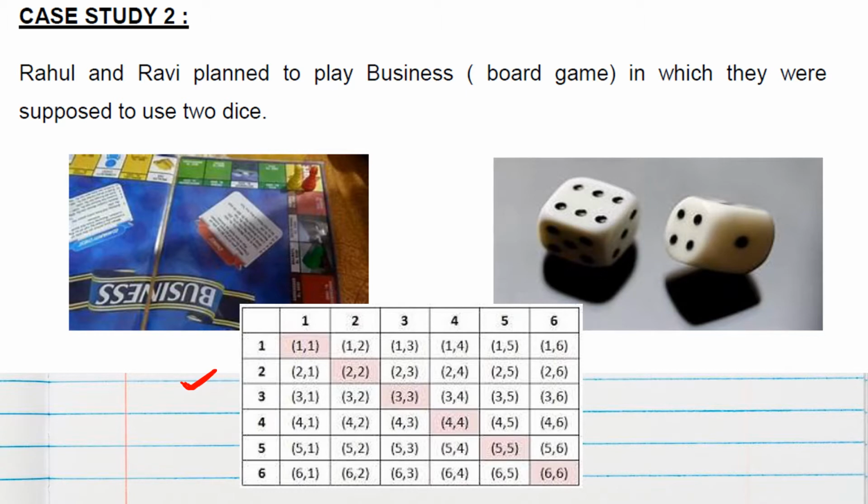Because the possible outcomes for one die will be 1 to 6. So if you throw two dice, it will be like 1,1; 1,2; 1,3; 1,4; 1,5; 1,6. Total 36 outcomes will be there. Okay, so based on the given condition we have to answer some questions.